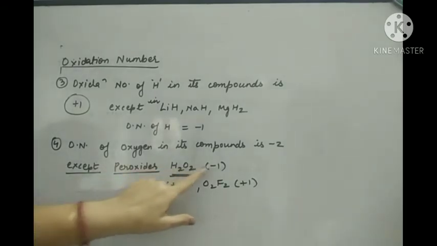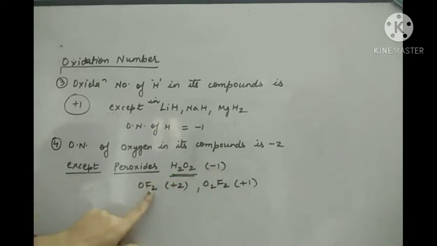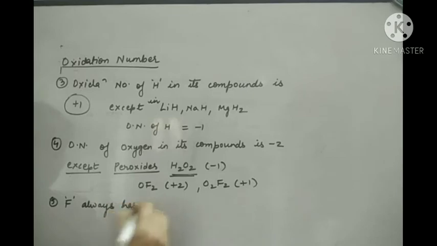In peroxides, the charge on oxygen is -1. In OF2, it is +2 because fluorine is more electronegative than oxygen. Likewise, in O2F2, it is +1. Okay. The next is fluorine. It always has a -1 oxidation state because fluorine is the most electronegative element in the periodic table.